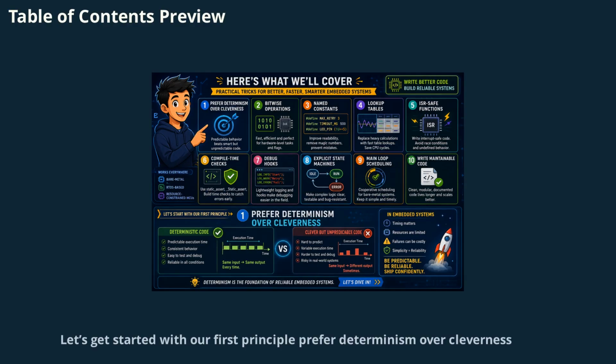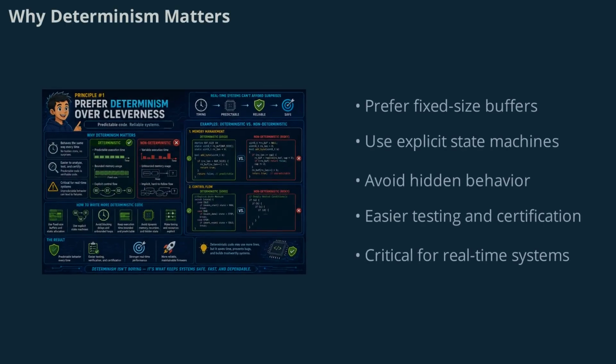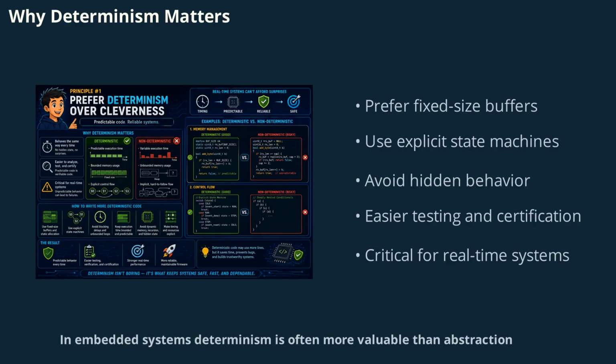Let's get started with our first principle: prefer determinism over cleverness. In embedded systems, determinism is often more valuable than abstraction. Deterministic code behaves the same way every time, making it easier to analyze, test, and certify. This is especially critical for real-time systems where unpredictable behavior can lead to failures.